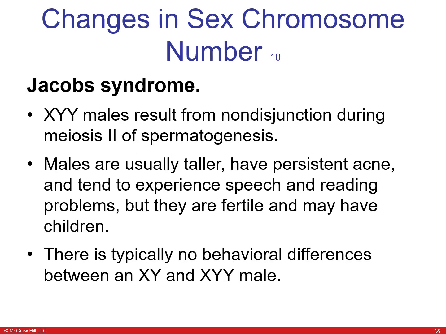We have Jacob syndrome, where it's an X with two Ys. These males are usually taller, have persistent acne, and tend to experience speech and reading problems, but they are fertile and may have children. There's typically no behavioral differences between an XY and an XYY male.